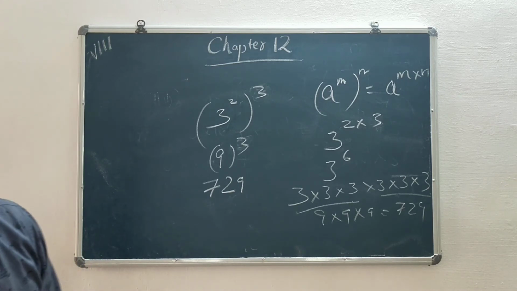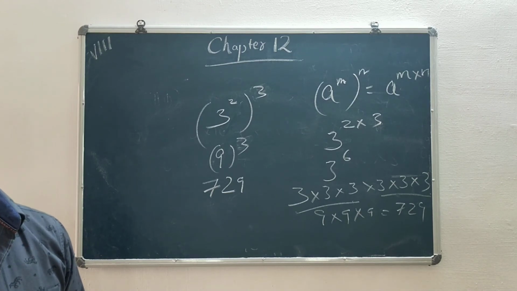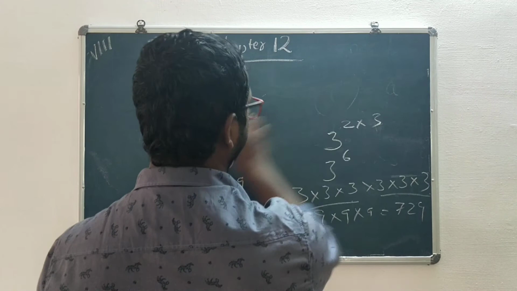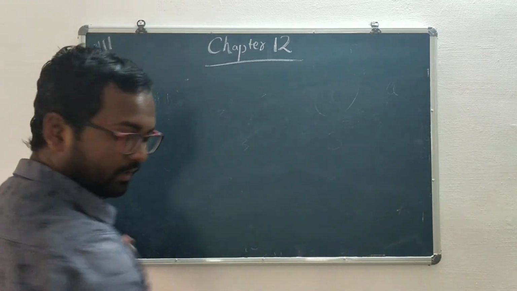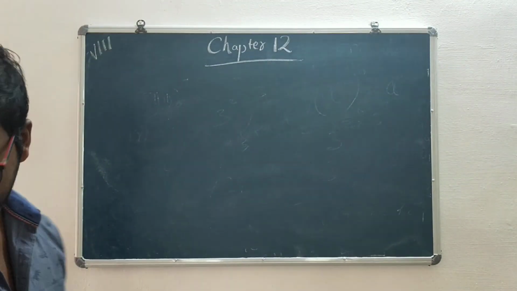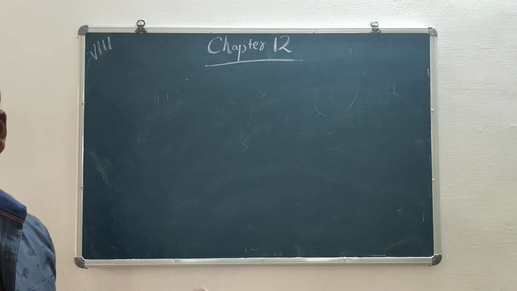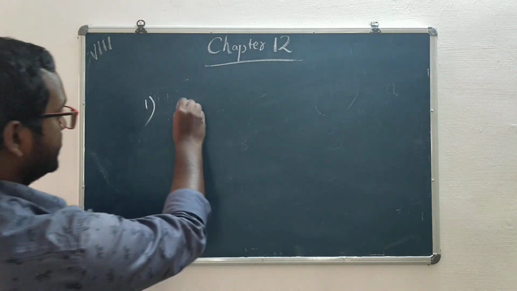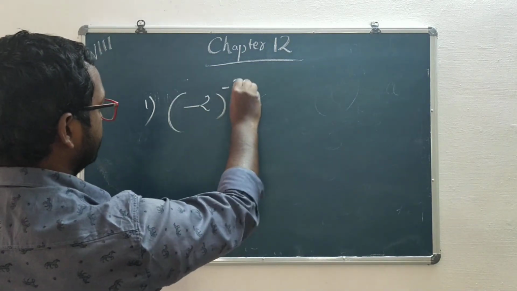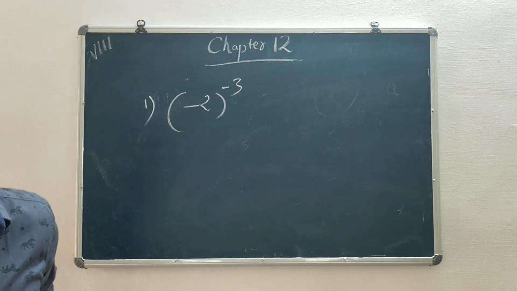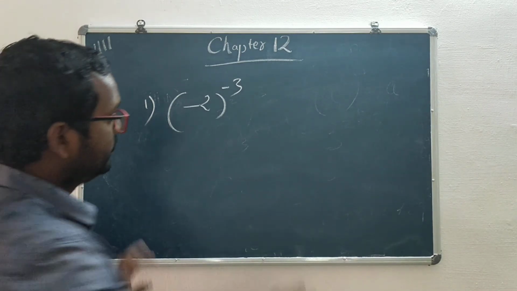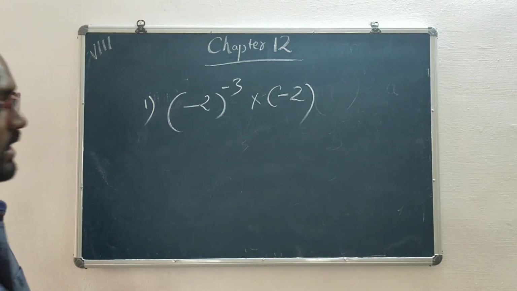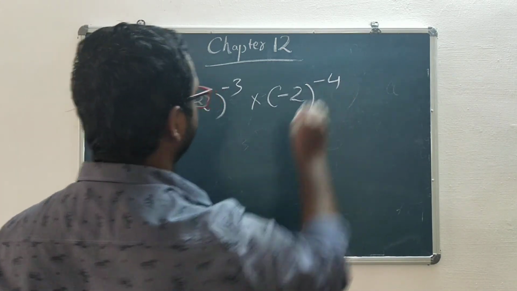So now, in page number 195, there is one try this section. In that few questions are given. Let me solve one, which is simplify and write in exponential form. The first one is 2 power minus 3 into minus 2 power minus 4. Now how to solve this?